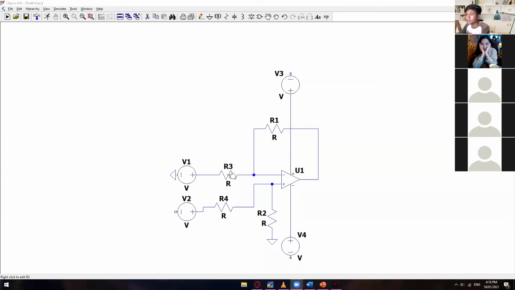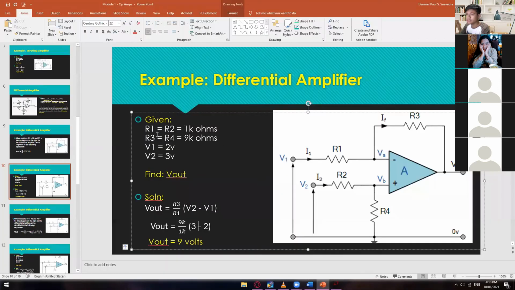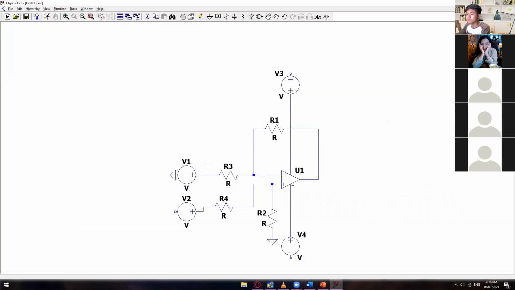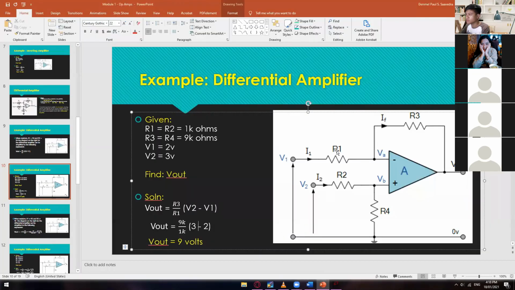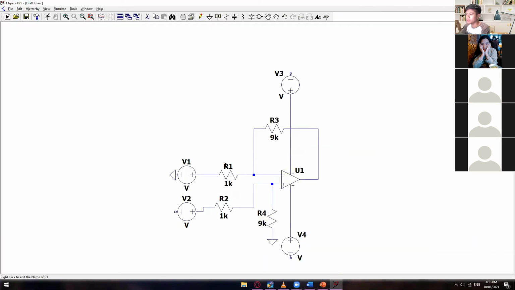So our R3 and R4 is 9K, and then R1 and R2 is 1K. So this one is 1K, this one is also 1K, this one is 9K, and this one is also 9K. And then I'll just change the variable names: R1, R2, R3, R4. We have the same R1, R2, R3, R4. Okay, that's good.